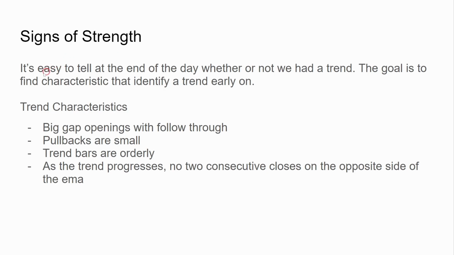Signs of strength. It's easy to tell at the end of a day whether or not we had a trend. The goal is to find characteristics that identify a trend early on. Trend characteristics. Big gap openings with follow through. Pullbacks are small. Trend bars are orderly. As the trend progresses, no two consecutive closes on the opposite side of the EMA.